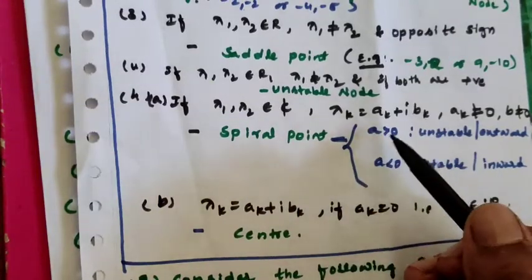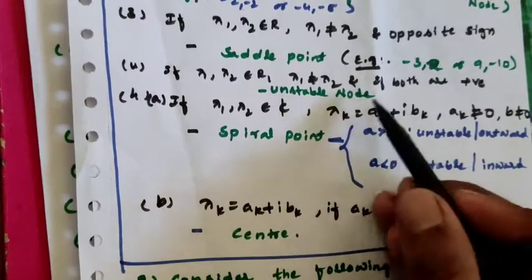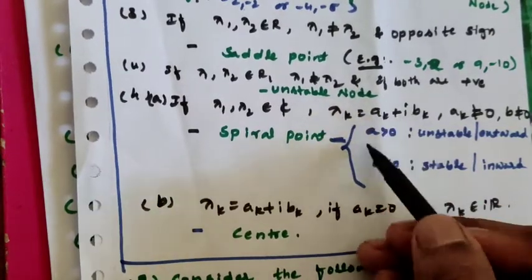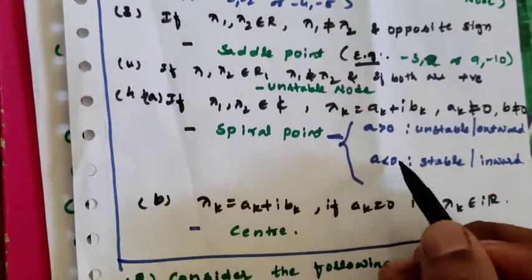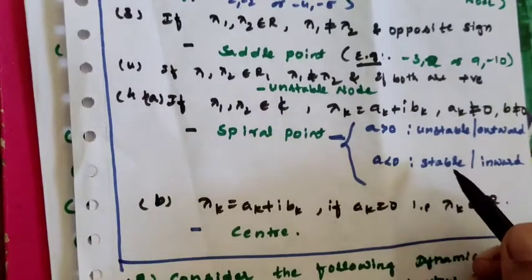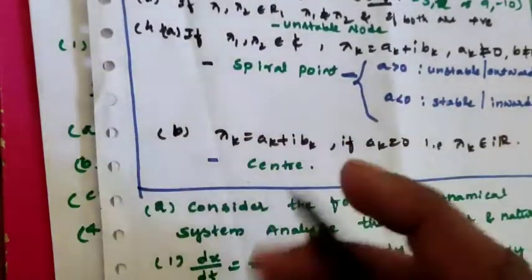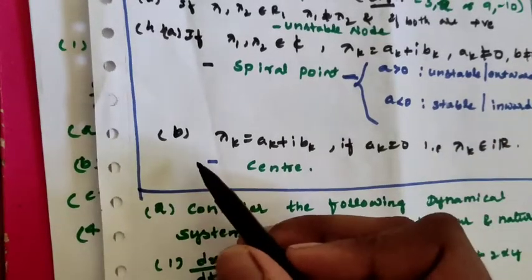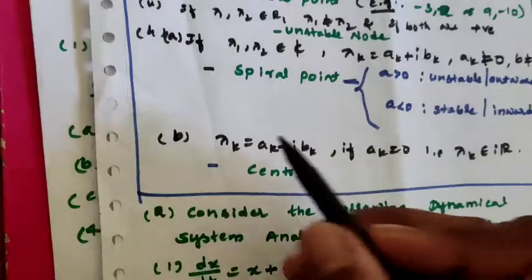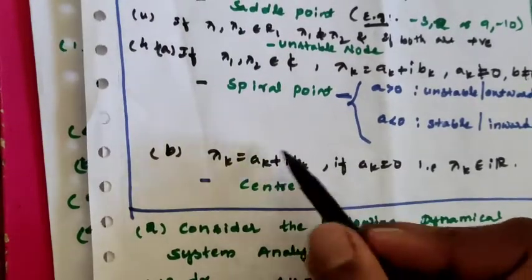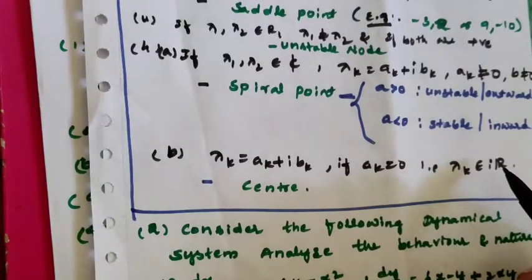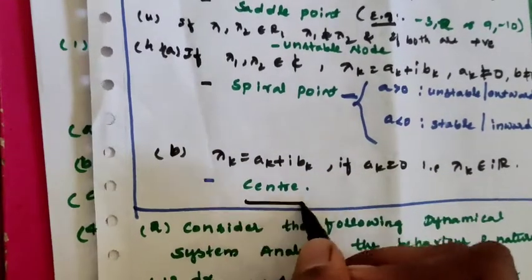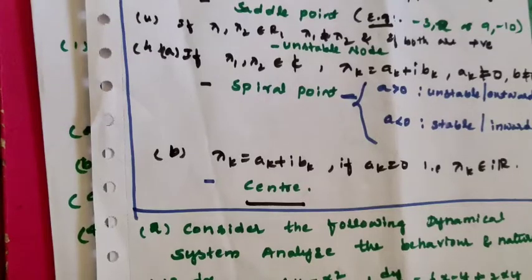If a is greater than 0, that means the real part is positive, that is unstable or outward. If the real part is negative, that is less than 0, that is stable or inward. And the next point is, if the real part of ak is equal to 0, then lambda k belongs to iR, the imaginary axis. That nature we call a center.